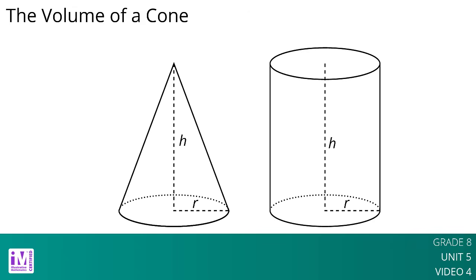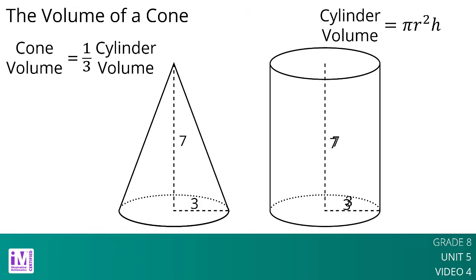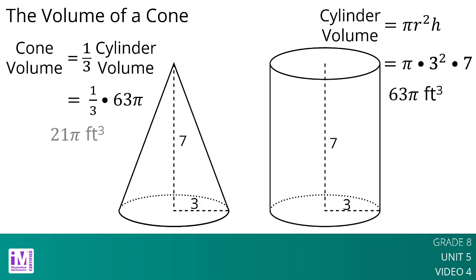If a cone and a cylinder have the same base and the same height, then the volume of the cone is 1/3 of the volume of the cylinder. For example, the cylinder and cone shown here both have a base with radius 3 feet and a height of 7 feet. The cylinder has a volume of 63 pi cubic feet. The cone has a volume that is 1/3 of that, or 21 pi cubic feet.